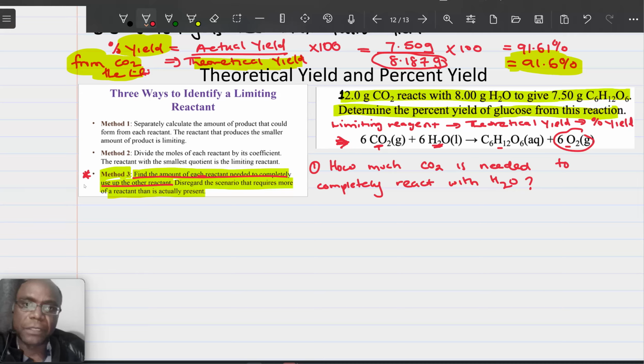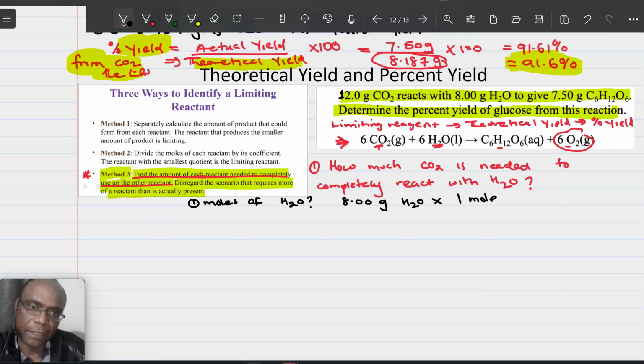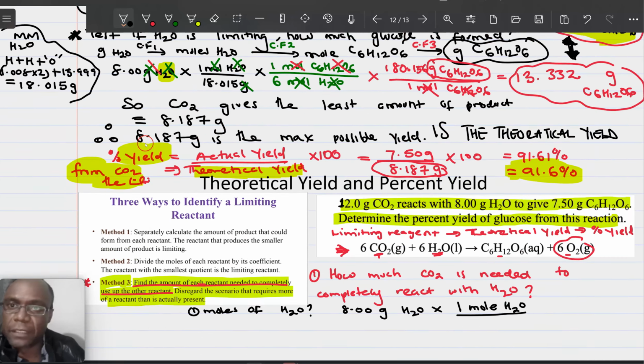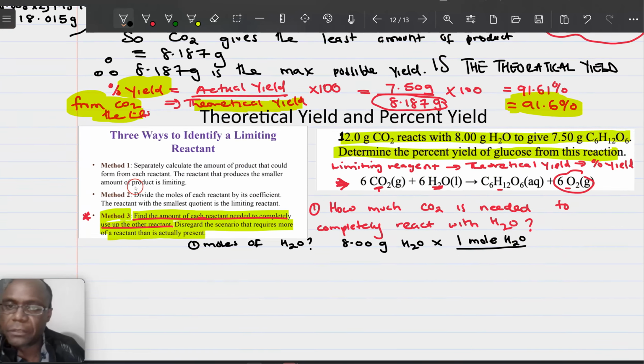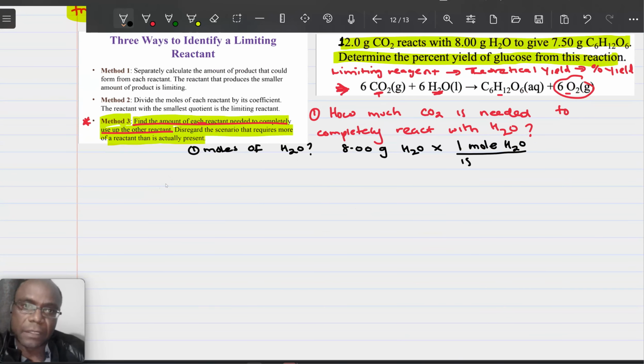So this is what we are going to do. In this case, step number 1, we'll have to find the moles of both of them. What is the moles of water? We already did the molar mass of water. So to find the moles of water, it's going to be the grams given of the water multiplied by the mole formula weight relationship. The mole formula weight relationship, 1 mole of water is really 18.015 grams. We did this before.